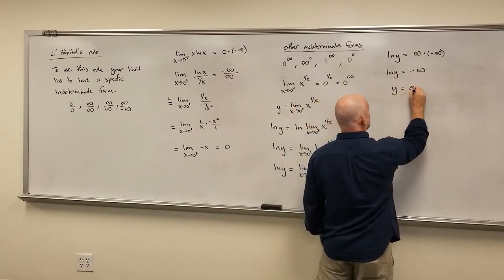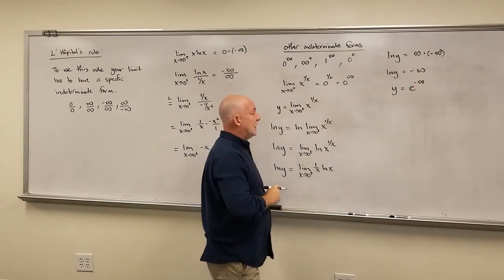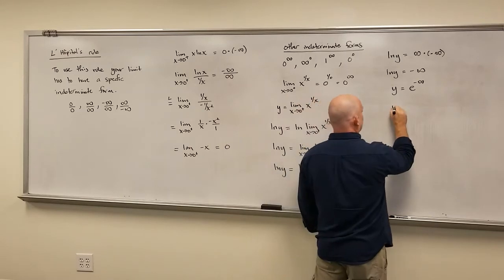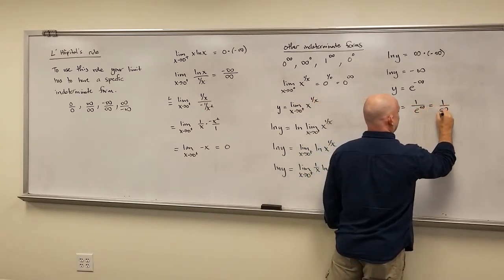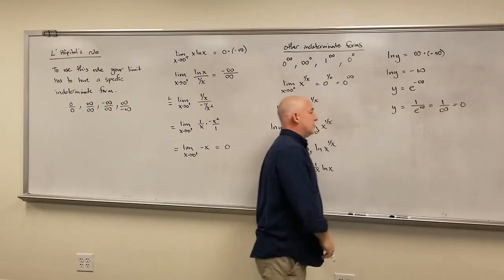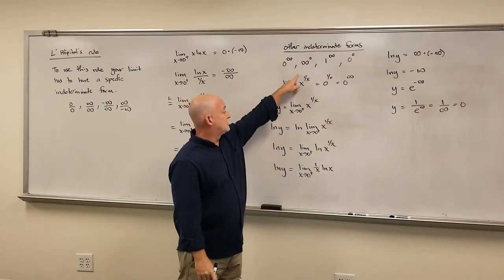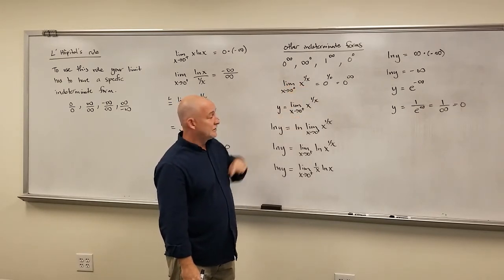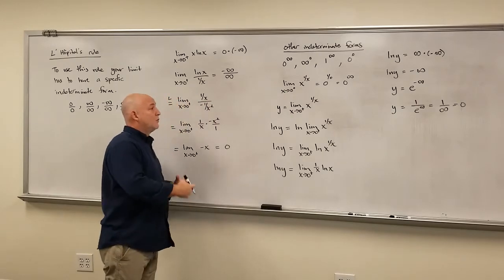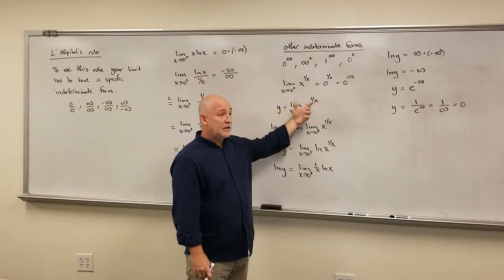So y is equal to e to the negative infinity. Of course, e to the negative infinity, if you wanted to rewrite that, is 1 over e to the infinity, 1 over infinity, which is 0. So the limit as we approach 0 of x to the 1 over x, because that's what we said y was, is 0.